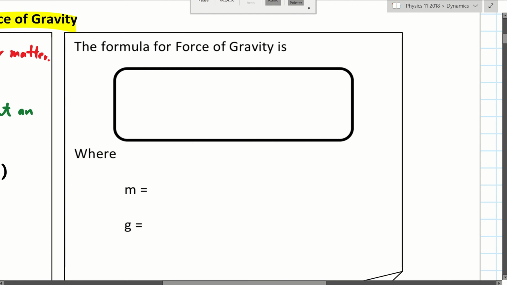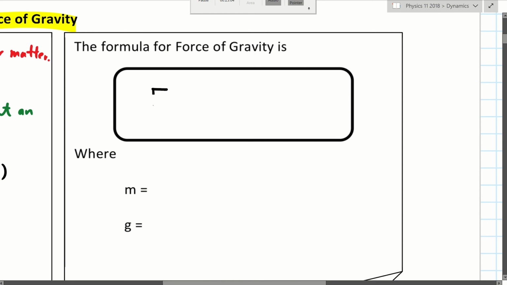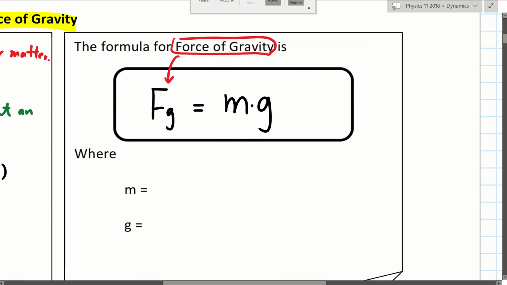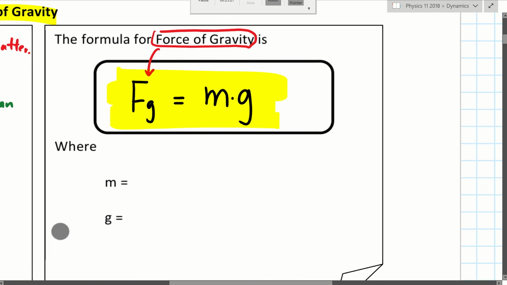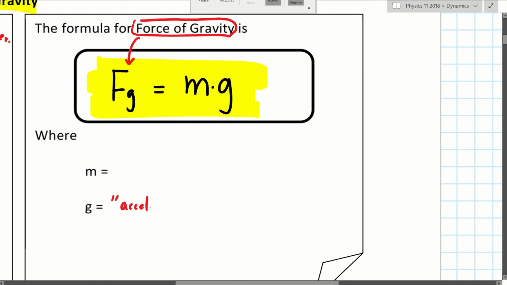Okay, so how do we get that 50 kilogram is approximately 500 Newton force of gravity? This is going to be from an equation that's on your formula sheet. Force of gravity, denoted Fg right here, is equal to mass multiplied by little g. The equation is pretty simple. Wait a second. Is that the same little g that we used in chapter 1? Yep, it is. That's the acceleration due to gravity.